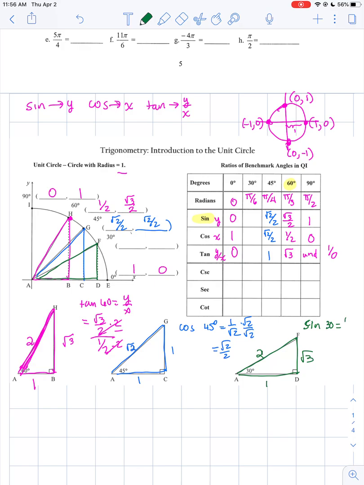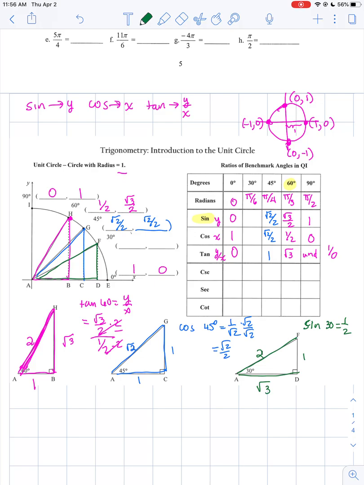Oh, you know what, you guys, I should have made this 1. So going from the hypotenuse to the short leg, it's 1, and then the medium leg is radical 3. I apologize for that.